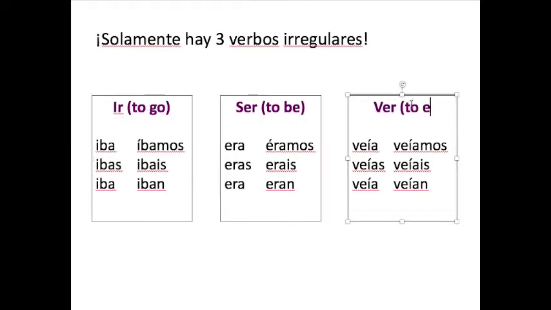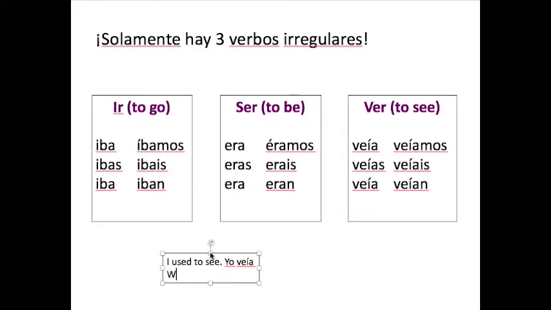So any of these things we could put. I used to see, right? That would be yo veía. Let's do another one. We used to go. Nosotros íbamos. And then finally, let's use ser. He was. Él fue, or era. Él era, right? So this is kind of what those sentences are going to look like.